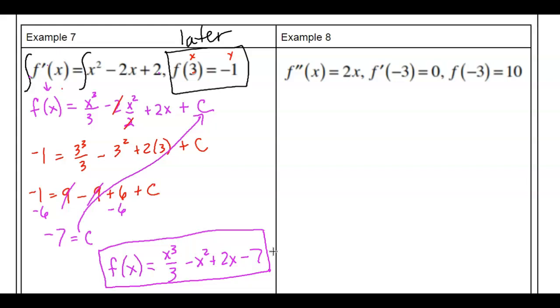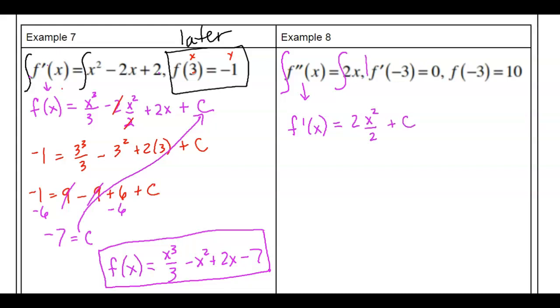All right, example 8. Notice I'm given the second derivative, a first derivative value, and an original value. So because I'm given more information, I actually can find the original. So let's start. If we integrate the second derivative, well, one step up is the first derivative. Okay, I integrated, so that integral symbol's gone. This is going to be a power rule, so I'm going to add 1, so I get 2, and then add 1, so x squared divided by 2 plus c.